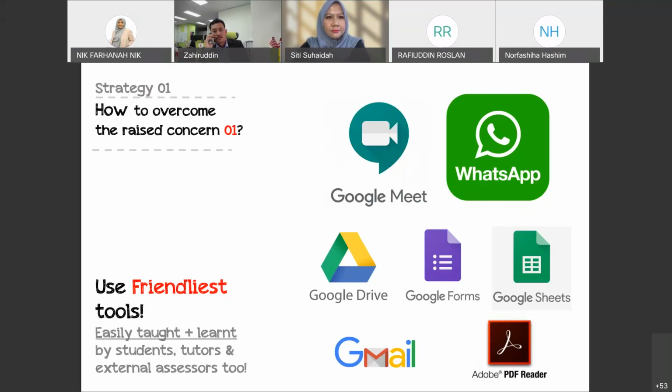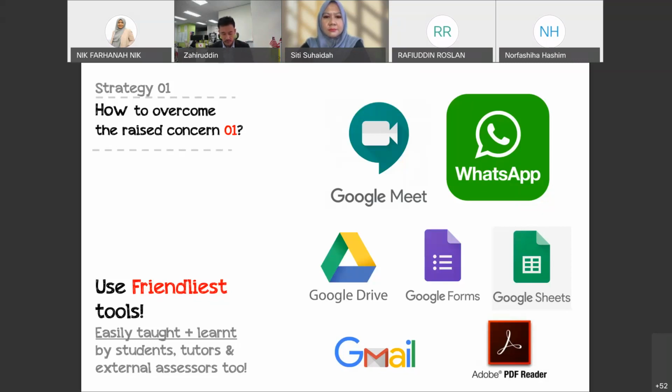Now, again, bear in mind, it was so sudden to adapt to or to learn a new platform, ODL. So back then I decided to choose the friendliest, the easiest apps to run the semester last semester. So I only use these very basic apps that you see on the screen, and the most common ones that we use are Google Meet and WhatsApp. This is where we communicate with students most of the time, either in a group, or in the whole studio, or individually. So we use these two platforms to do that.